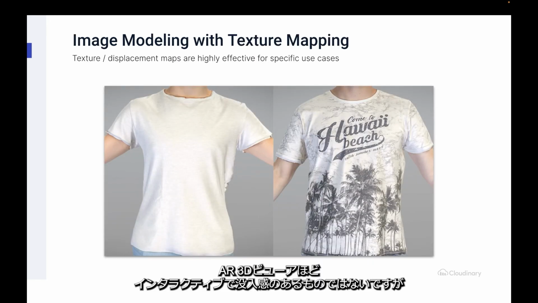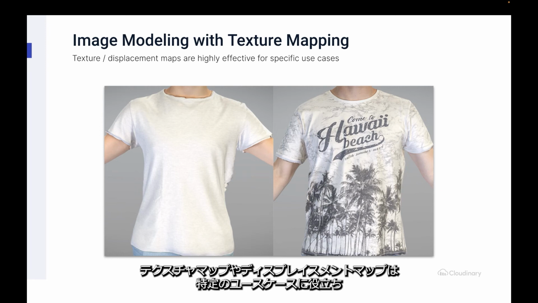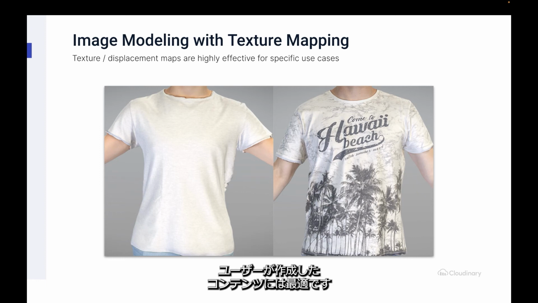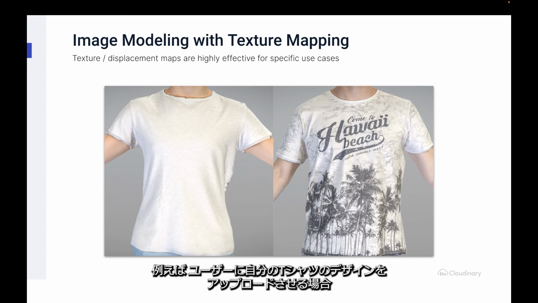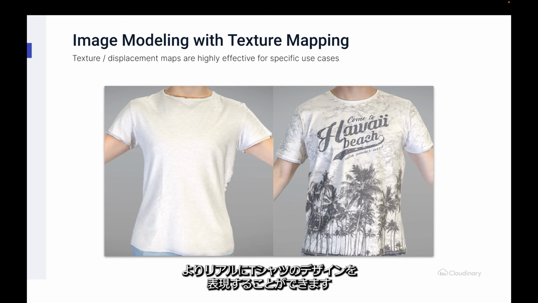While not as interactive and immersive as the AR 3D viewer that we saw earlier, image modeling with texture mapping can also provide lots of value. Texture and displacement maps can be highly effective for specific use cases, especially for user-generated content scenarios. It might be that you want to allow users to upload their own t-shirt designs, but then realistically represent the t-shirt designs with the appropriate lighting and saturation applied to the custom uploaded design.